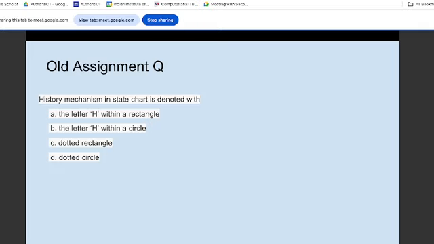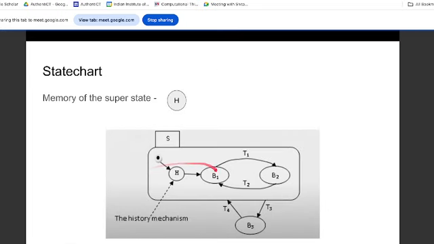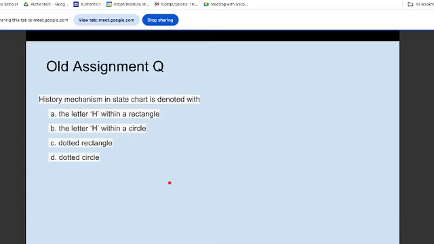Yes, the letter H? No, so the answer is not the letter H within a rectangle. A superstate is represented by a rectangle, but the letter H is represented within a circle. So, the historical state of this variable that we are talking about in B1, the state that is saved, is the H within a circle. So B would be the correct answer.